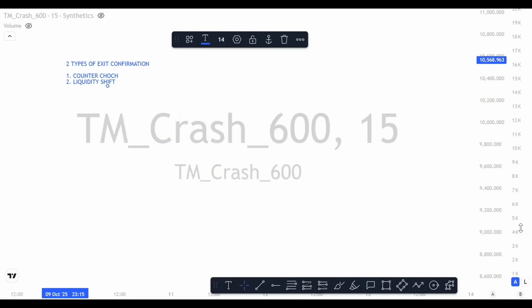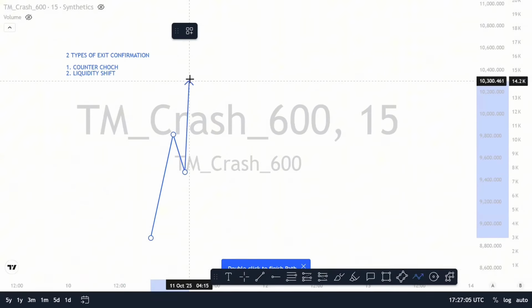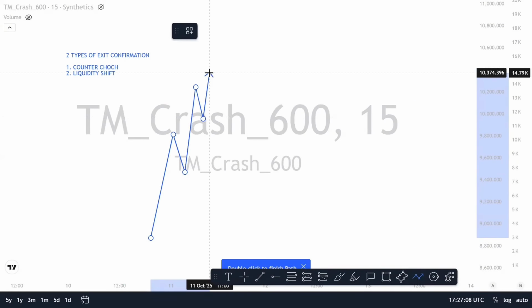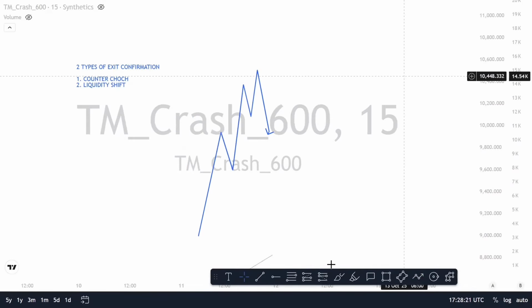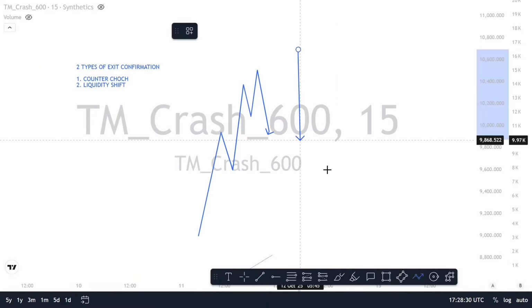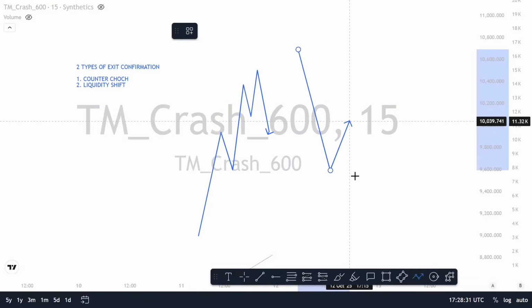So let's go straight into the two types of exit confirmation that we're going to be talking about. The first one is what we call counter change of character. It simply means that if the market is trending to the upside, and all of a sudden the market gives you a counter change of character, that is an exit confirmation for you. When the market is trending to the downside and you also see a counter change of character, it automatically means that you should go out of the market.